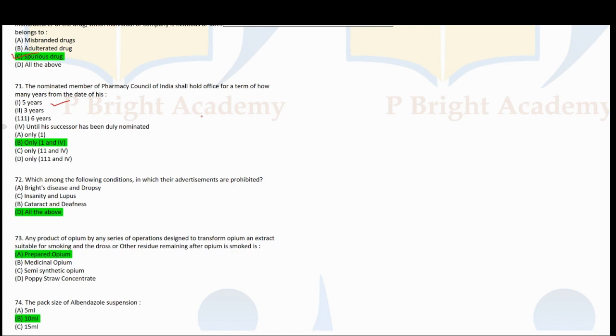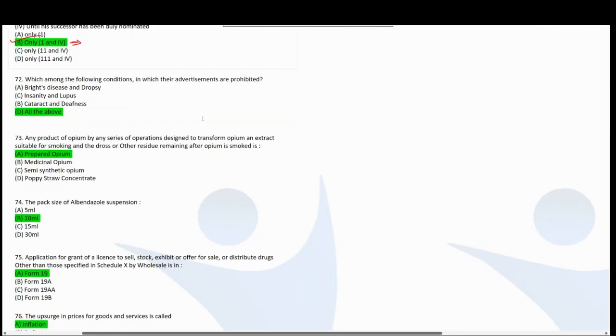The right answer is 5 and 4. That is option B, 1 and 4. That is option B, the right answer. Which among the following conditions are advertisements prohibited in? The correct answer is all the above.